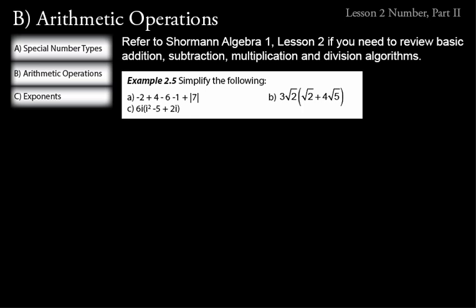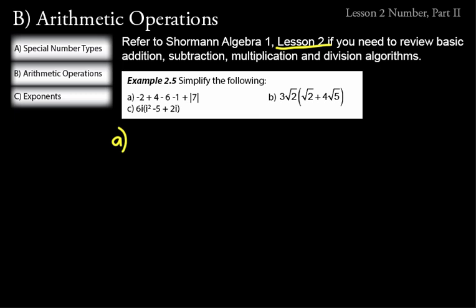Moving on to part B on arithmetic operations. You might want to refer to Shormann Algebra 1, Lesson 2, if you need to review basic addition, subtraction, multiplication, and division algorithms. I'm not going to go into that a whole lot here. Here we're going to review and apply the commutative, associative, and distributive properties to simplify some basic numerical operations. So let's go ahead and get started with A.